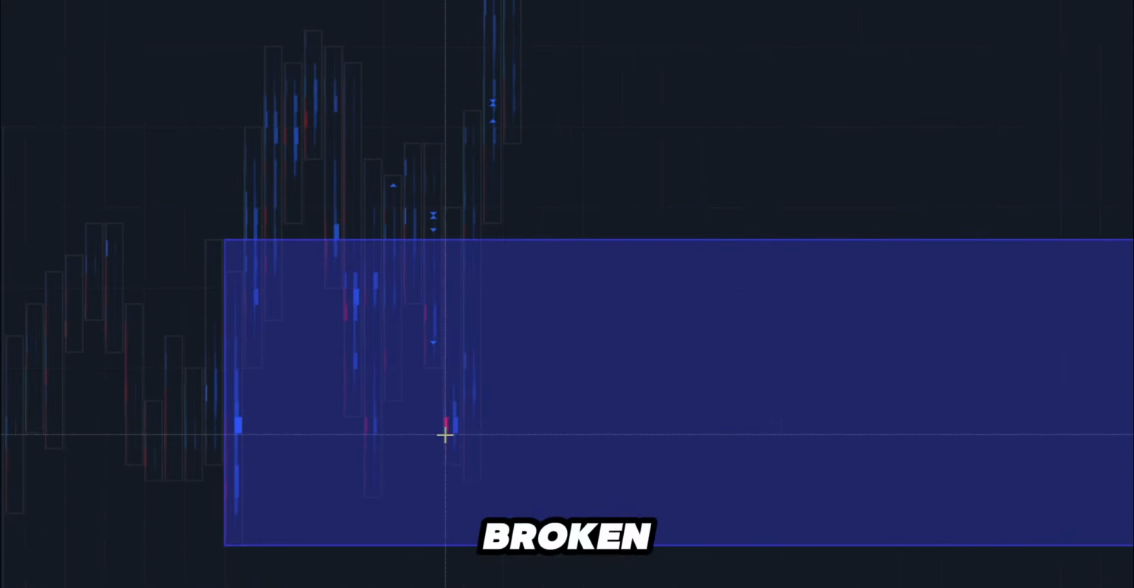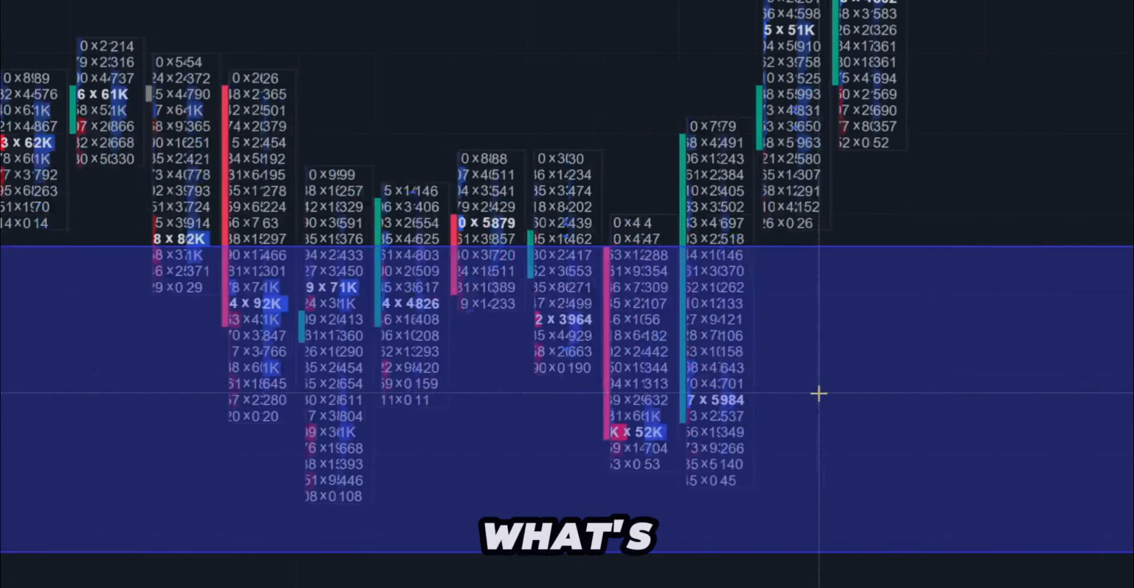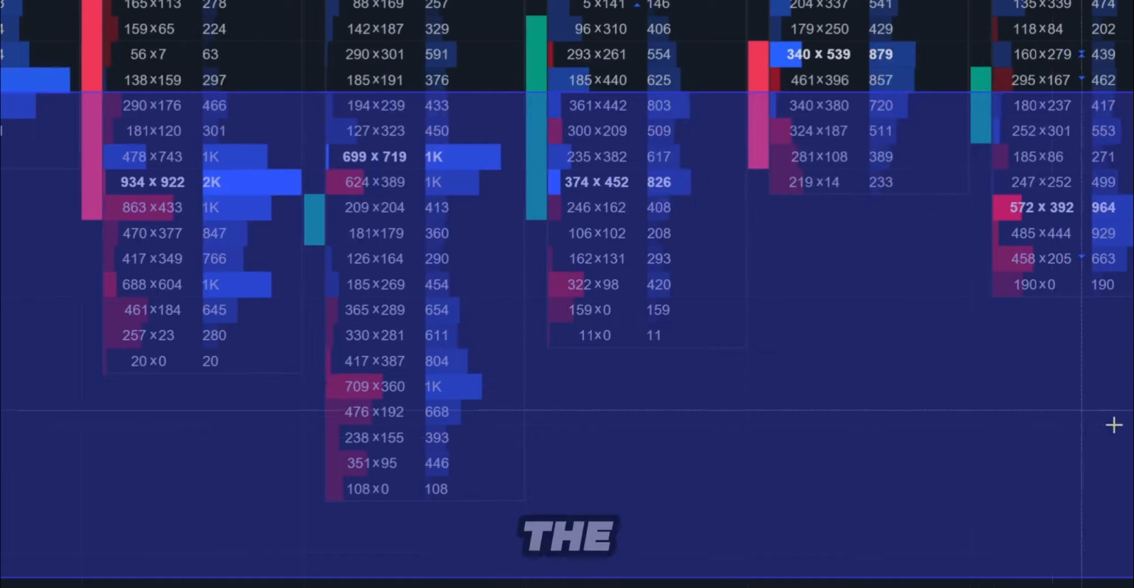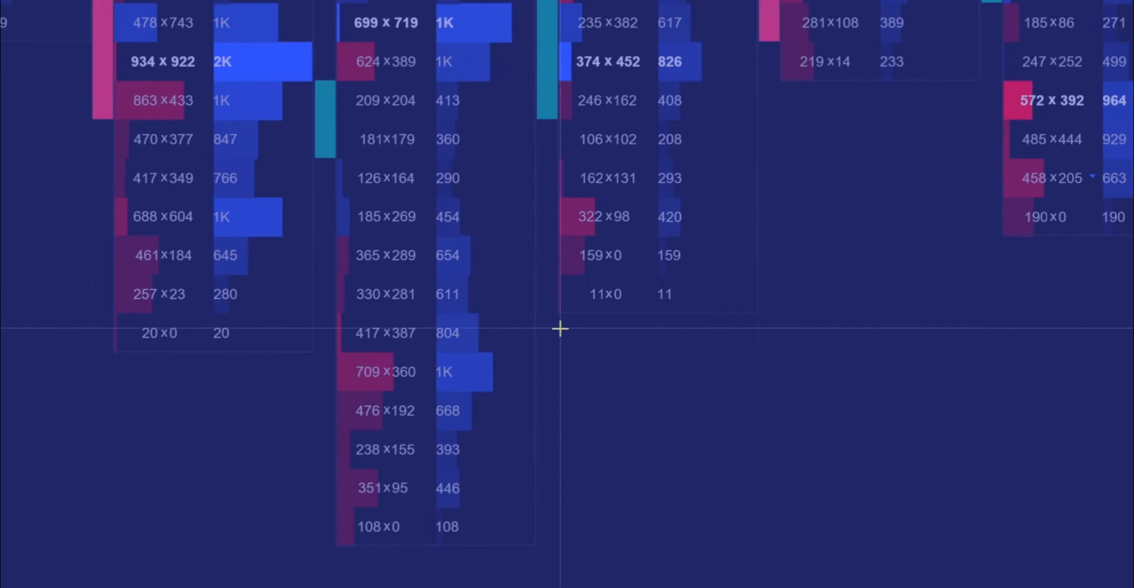Now that we've not broken the fair value gap, you need to understand what's going on inside of every candle. So let's just read the order flow line by line. Let's read the most bottom candle. We have 257 for 23. We have 706 for 360.